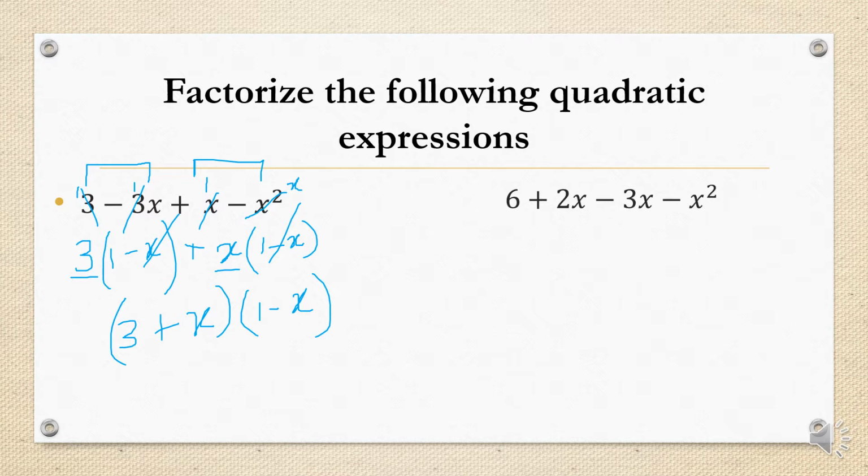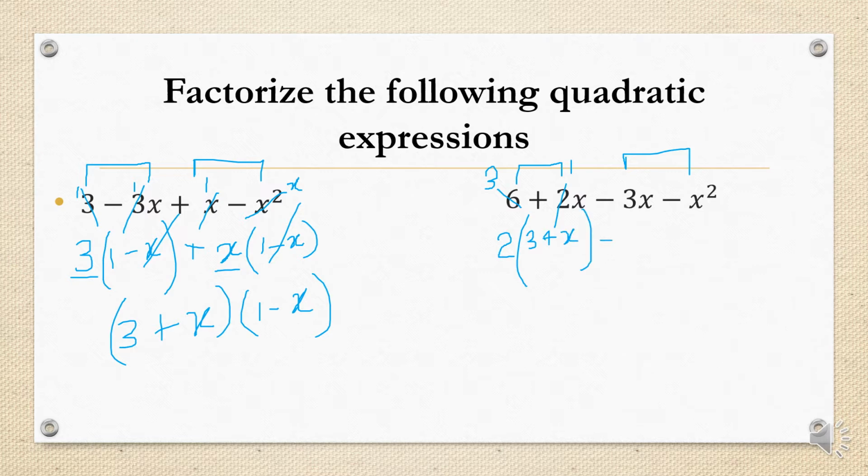We have 4 terms, so we can factorize it by grouping. What's the highest common factor here? 2. 2 can go into 2, 1, and 2 can go into 6, 3 times. So the 2 comes outside. Do I have any more common terms? No. So I'm going to open my brackets and put what remains: 3 plus x. Close brackets.